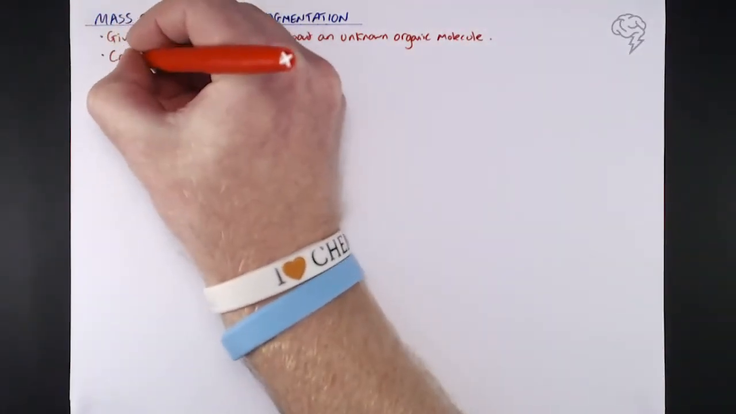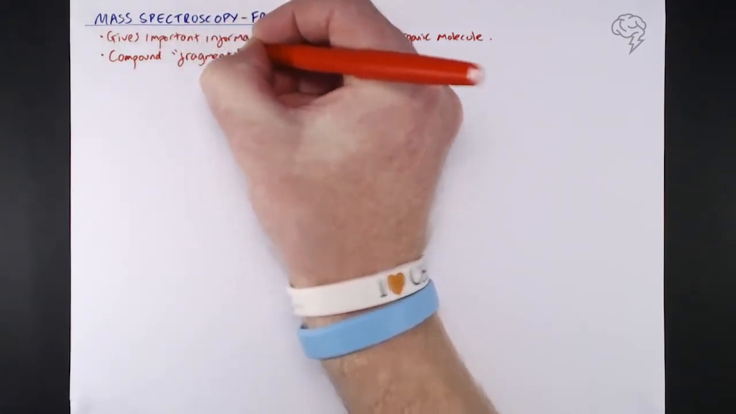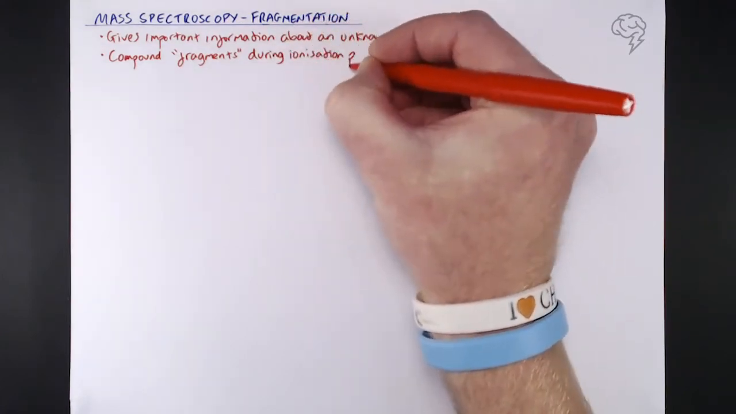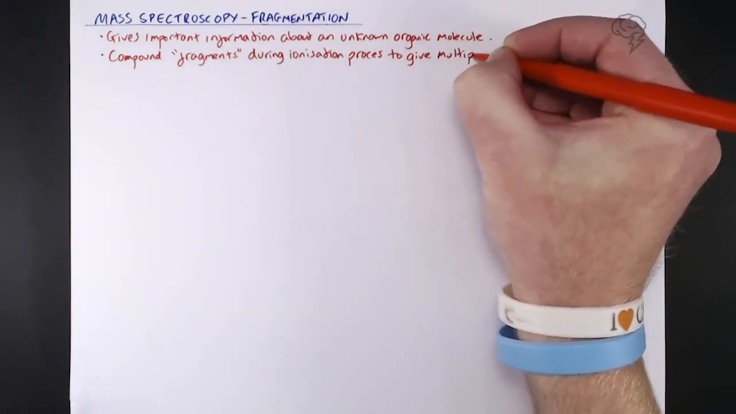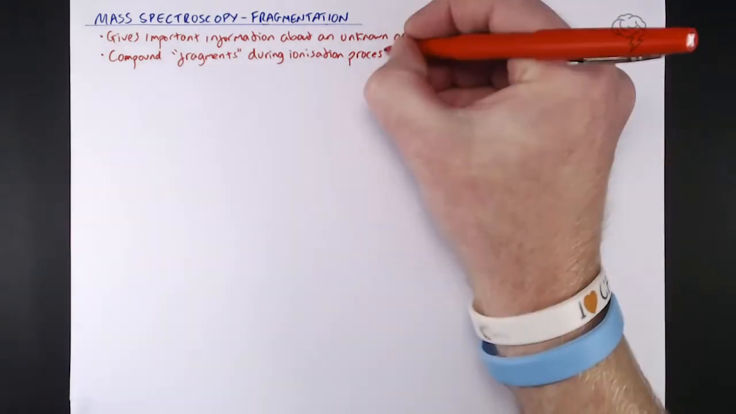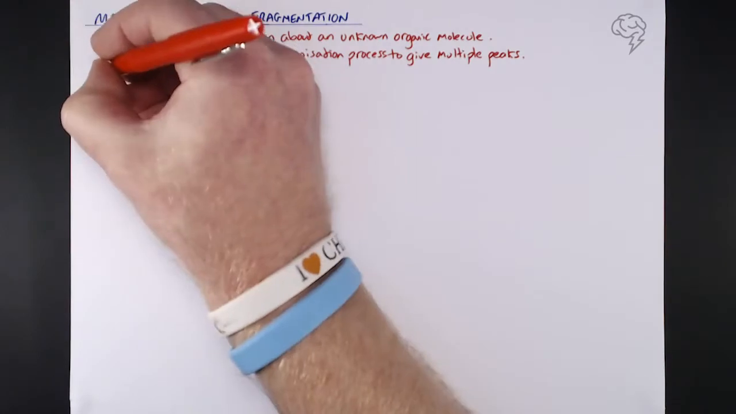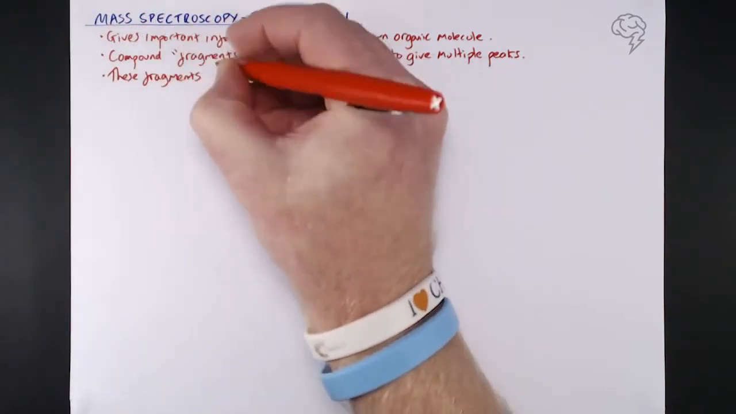Second thing is, as I mentioned, the molecule fragments during that ionization process to give multiple peaks. So we're not just going to get the whole molecule traveling through as a positive ion. It's going to get broken apart, and we're going to get parts of that molecule coming through and detected at the end of the mass spectrometer as well. So these fragments can help us deduce the structure of the molecule.